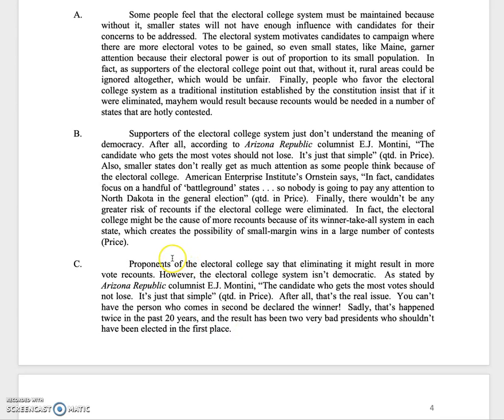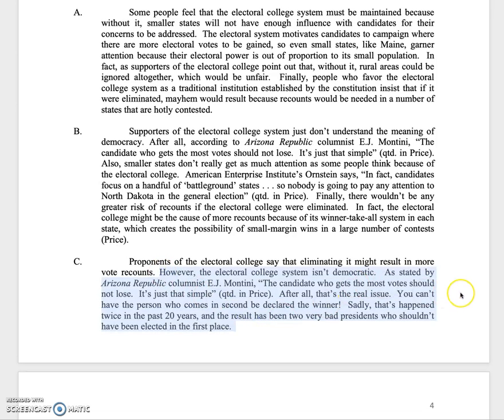All right, C is also not a good rebuttal. It's better than the other two because at least it does set up one of the other side's points properly, saying the other side, which are the proponents of the Electoral College, and then it gives one of their points, that eliminating it would result in more vote recounts. The problem, though, is they shift to a totally different point. They don't rebut the point. The point they're bringing up is about recounts. So if this were going to be a good rebuttal paragraph, they would have to say, no, it won't result in more recounts. That's a rebuttal.